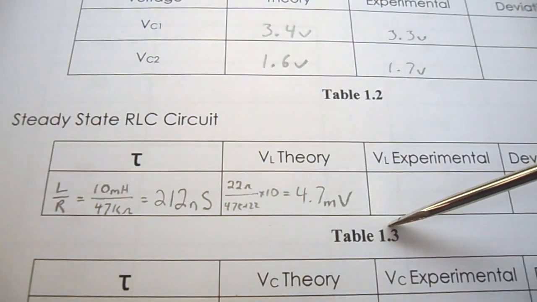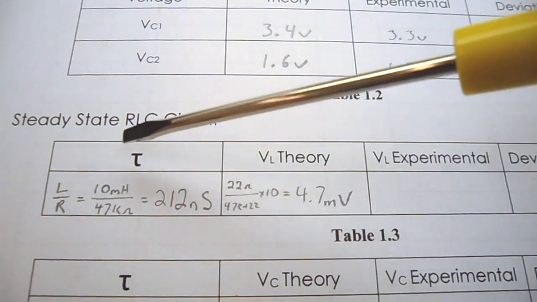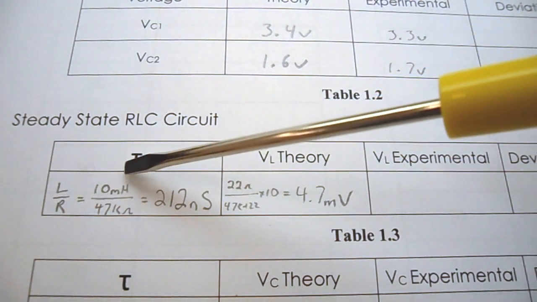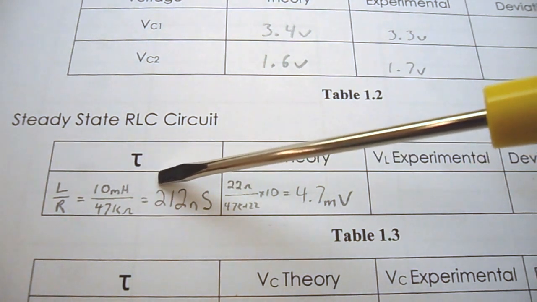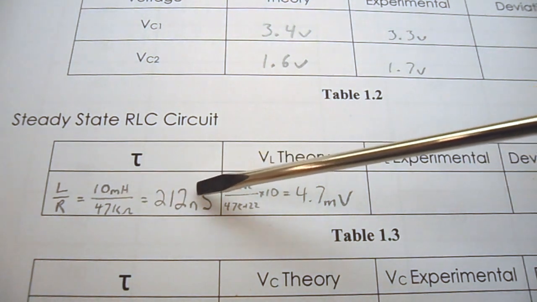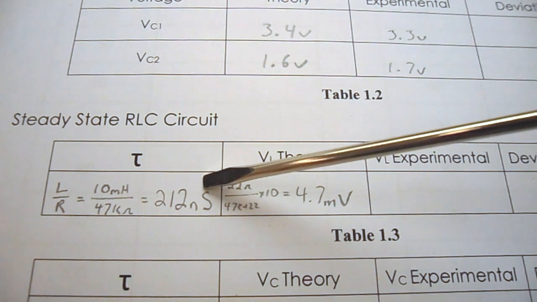So in table 1.3, tau is equal to L divided by R, which is 10 millihenries divided by 47K, and that worked out to 212 nanoseconds. So that's going to charge up really quick.